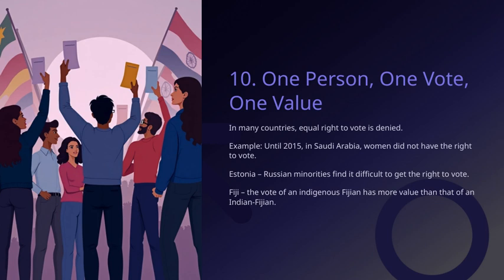And in Fiji, there's a situation where the vote of an indigenous Fijian has more weight than that of an Indian Fijian, which raises questions about equality and fairness in voting. These examples remind us that achieving equal voting rights is a complex challenge, but it's essential because it ties directly into the broader theme of fairness and equality in democracy. When voting isn't truly equal, it undermines the legitimacy of the entire democratic process.